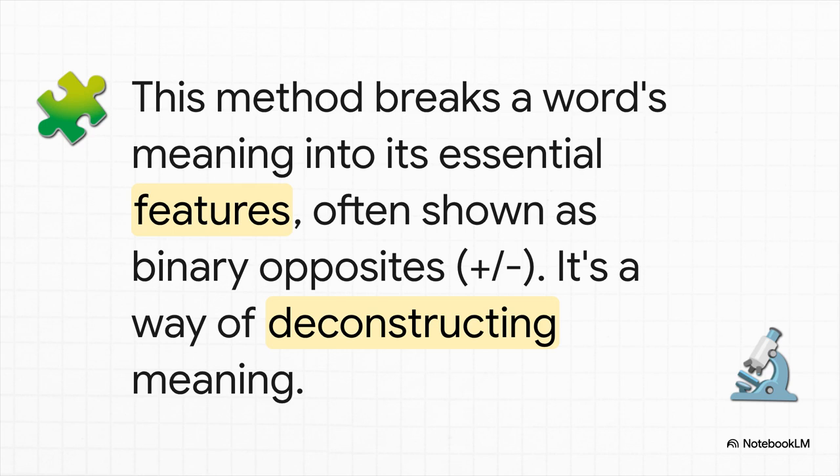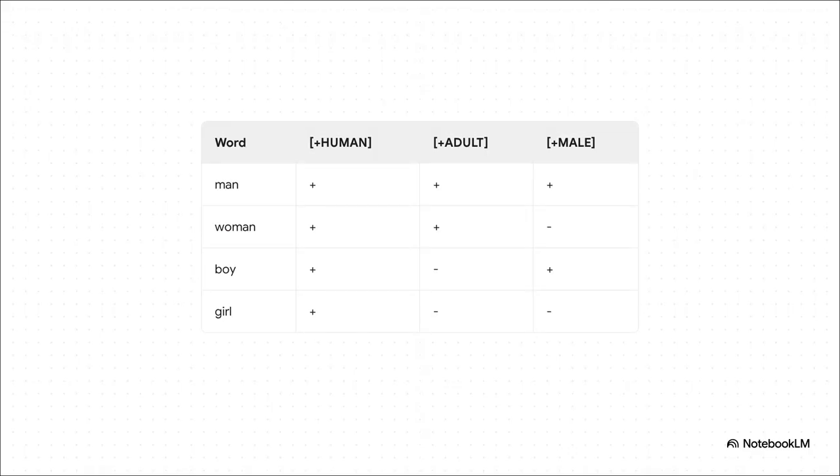It's kind of like creating a recipe for meaning. Just look at this table. It makes it super clear. It's almost like a formula. The word man is made up of the features plus human, plus adult, and plus male.